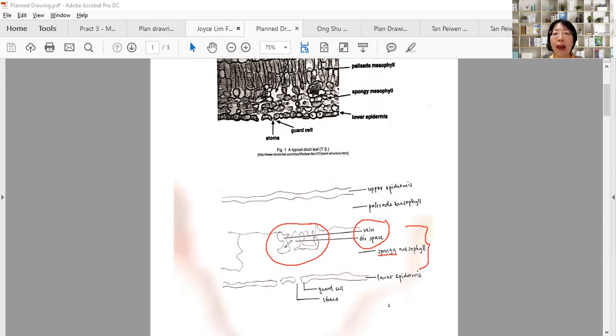On top of that, air space is not a tissue. So why are you outlining air spaces when it's not a tissue? And then why are you drawing guard cells in a plan drawing? Is a guard cell a tissue? So this is something you need to pay attention to. You are drawing a plan drawing, so no cells, no non-cell material.